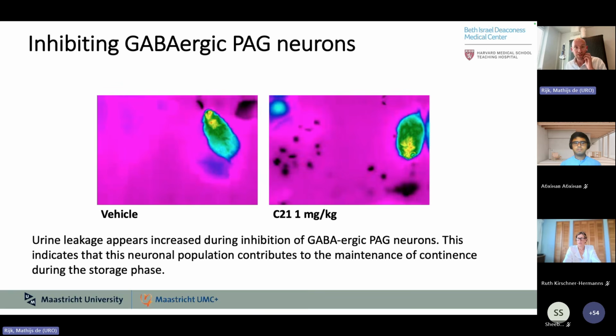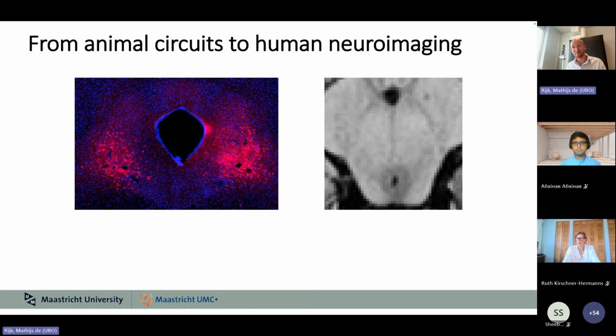And this is all, of course, very interesting. This is how voiding works. This is how the delay of voiding works in mice. But for patient management, it's of course very important to be able to translate all of this research to the human situation.